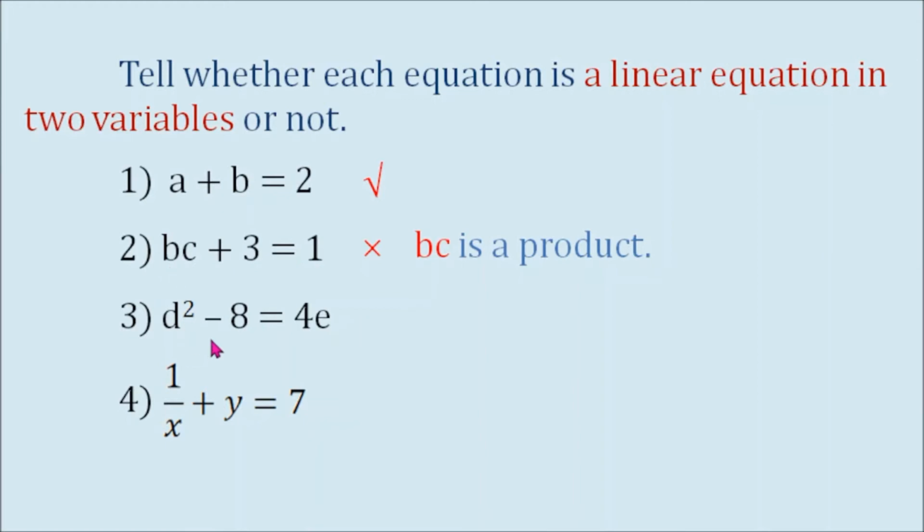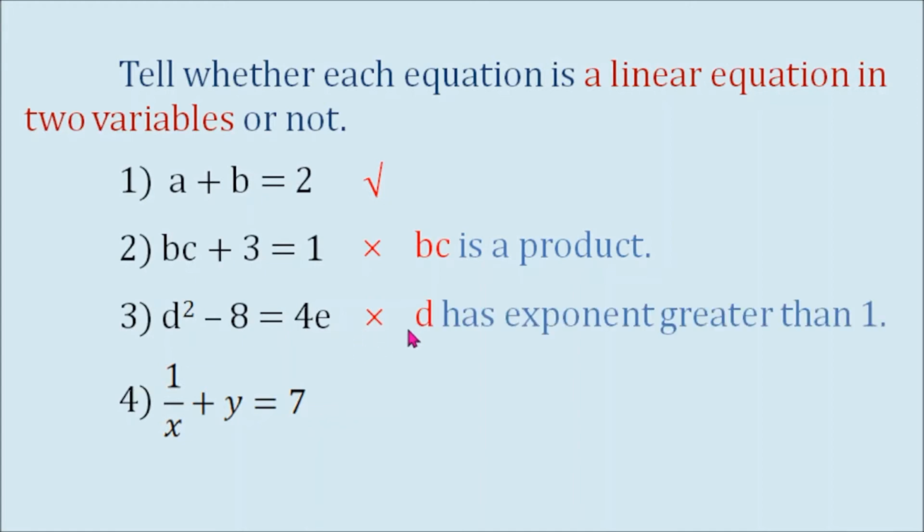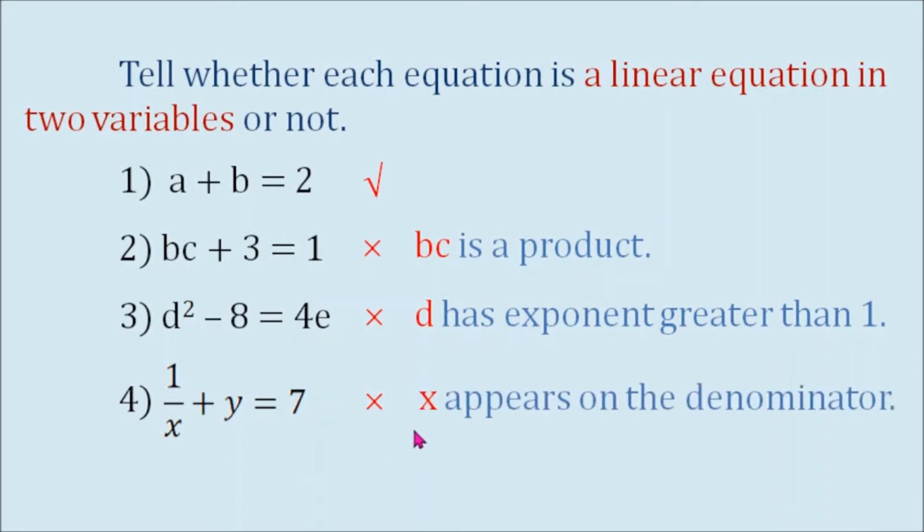How about number 3? D squared minus 8 equals 4E. It's not. Why? It's because D has an exponent greater than 1. The exponent of D here is 2. How about number 4? 1 over x plus y equals 7. It's not. Why? It's because x appears in the denominator, meaning to say we cannot have a variable in the denominator.